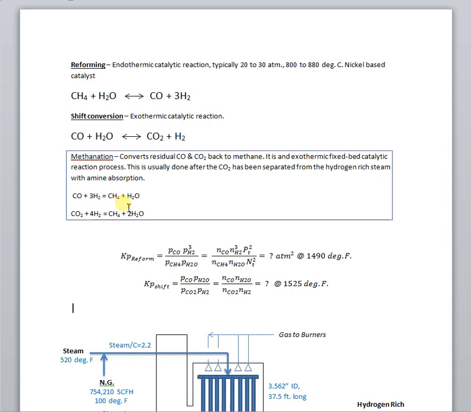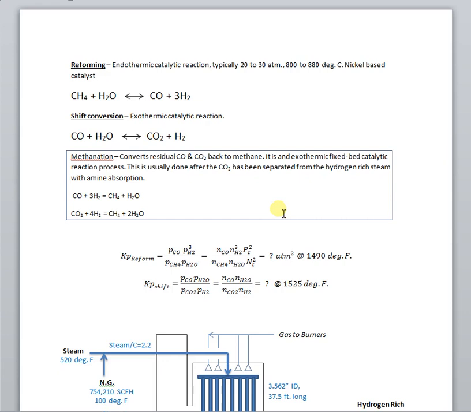Just as a side note, there are other important related operations such as methanation, involving the reactions of carbon monoxide and hydrogen gas in equilibrium with methane and steam, and CO2 plus hydrogen in equilibrium with methane and steam. In methanation processes, residual carbon monoxide and carbon dioxide are converted back to methane. It is an exothermic fixed-bed reaction process. It is usually employed after the carbon dioxide has been separated from the hydrogen-rich stream, utilizing amine absorption.